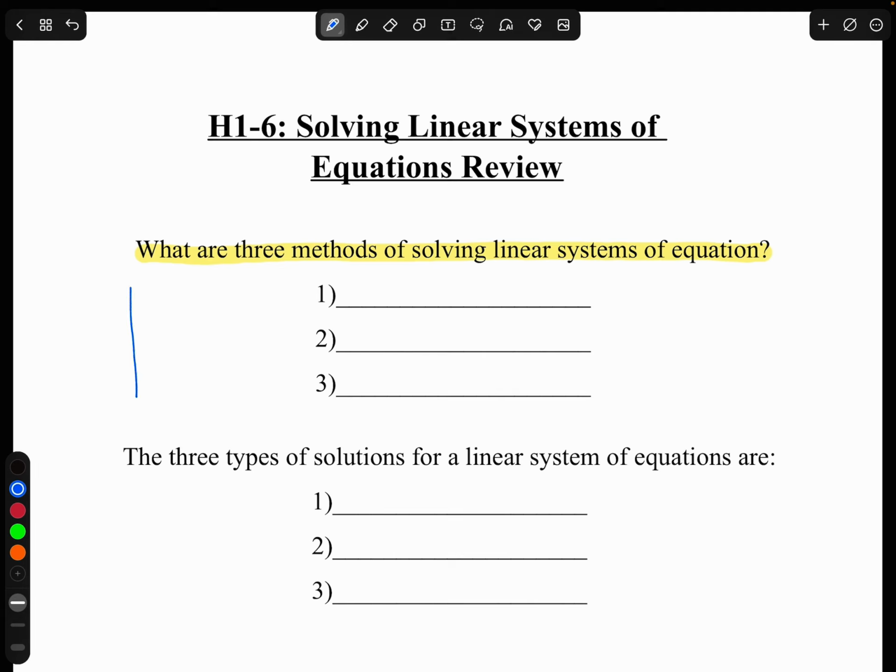So, in the past, hopefully you have learned several methods. One of them, if we think about it, is the most visual method, right? If you've got two lines and you're looking to figure out where they cross, that would be the graphing method.